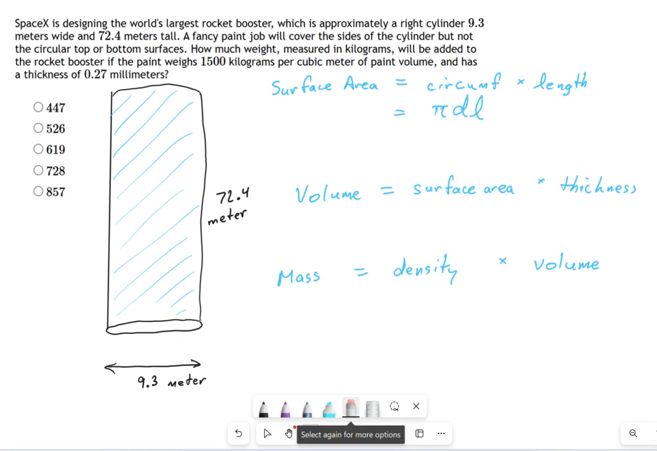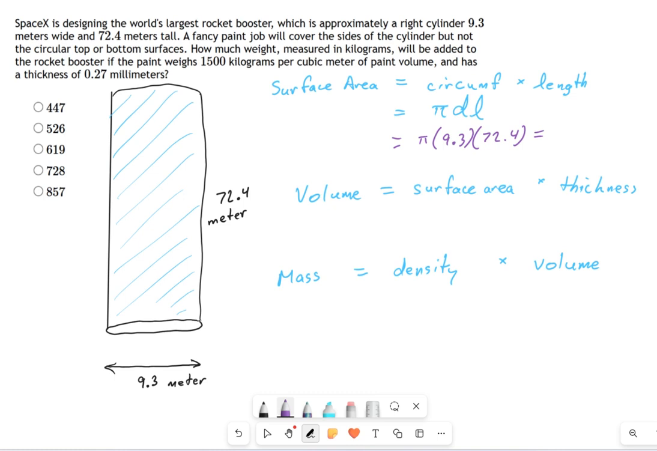Now to give you an idea of what's happening in the picture, it's like you're taking the length of that circumference and then going upwards, directing that upwards. So this length of the circle turns into an area of the side of that cylinder as you project it across that dimension. So what does that actually mean? Well, we take this formula and say, okay, fine, pi times diameter, which is 9.3, times length, which is 72.4.